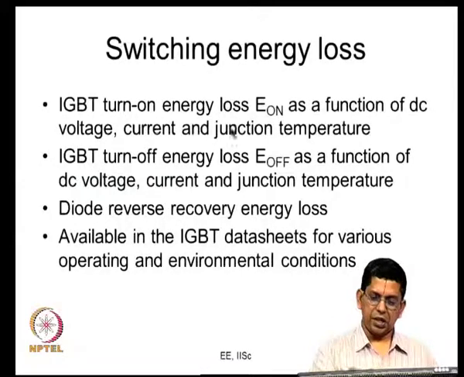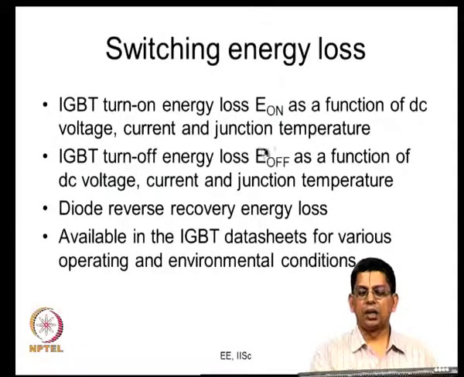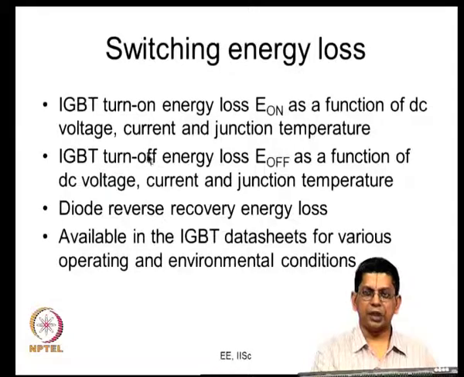So the IGBT turn on energy loss, how much is that? Is it 10 millijoules, 50 millijoules, 75 millijoules, 125 millijoules? It actually depends on the DC voltage, obviously, because you can see that the power is the product of voltage and current. So it depends on the DC voltage, it depends on the current, and it also depends on the junction temperature. It depends on the device transition times. Here I am talking of a particular IGBT.